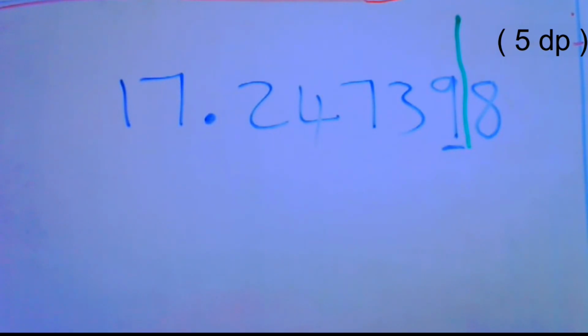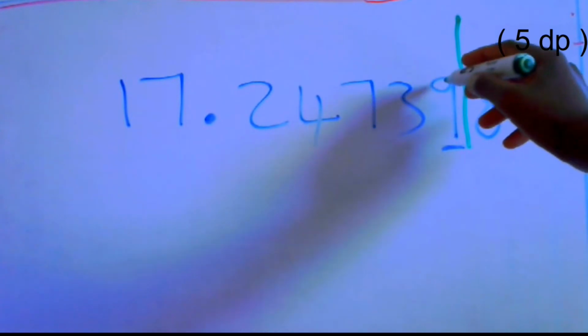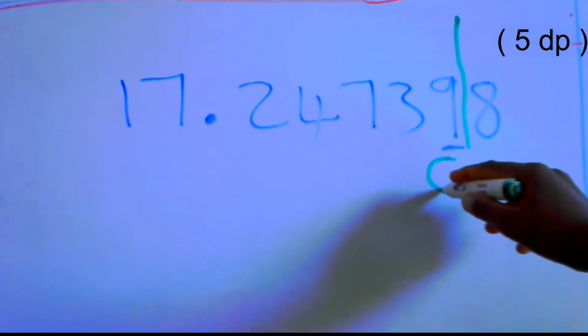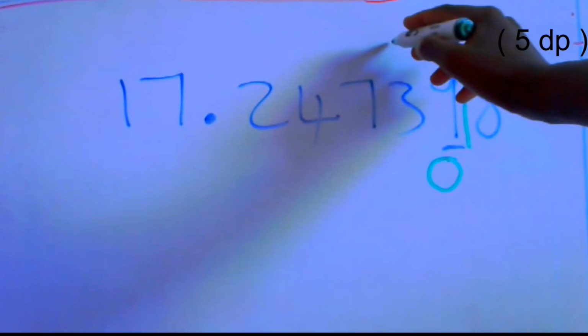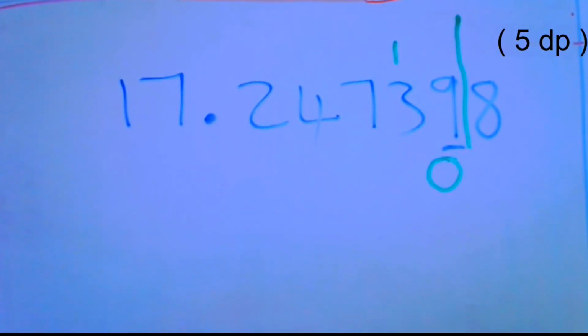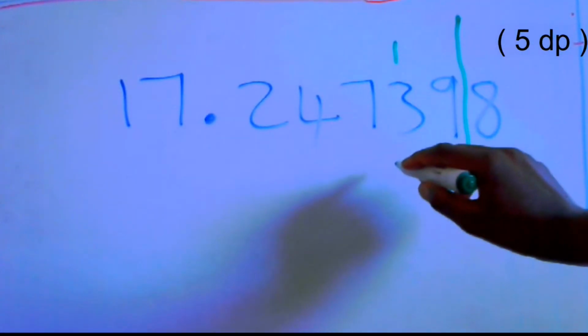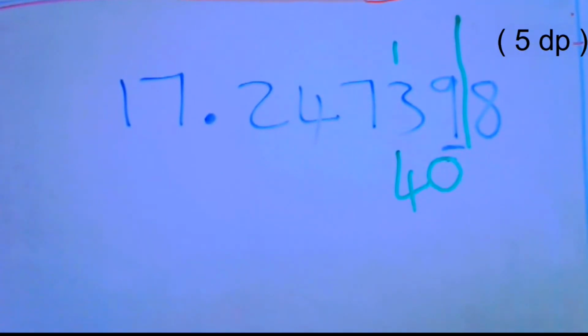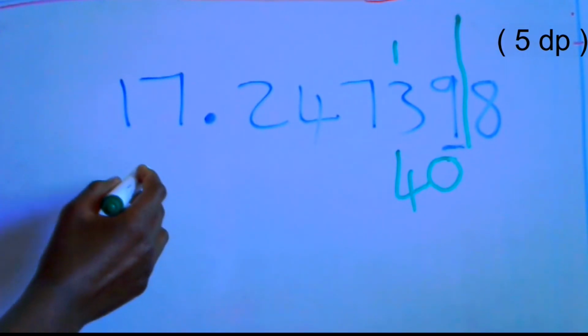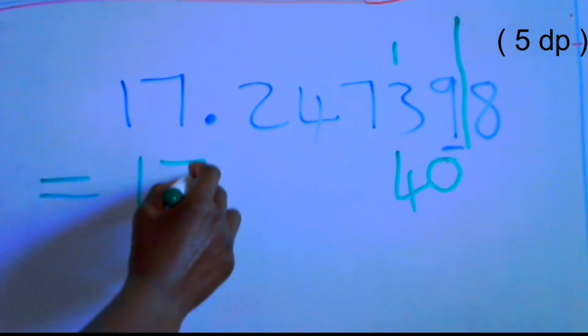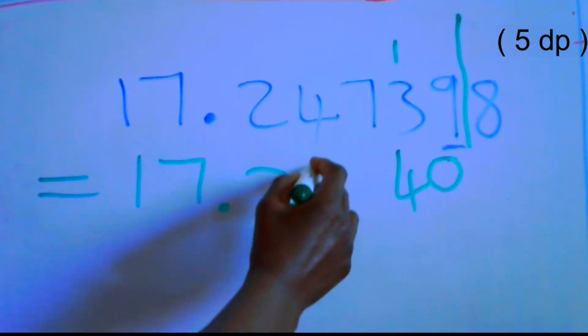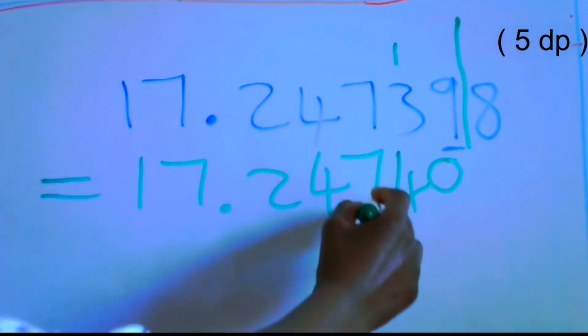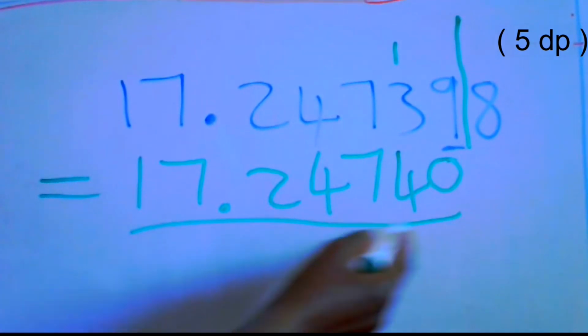So this 8 will change our 9 to a 10. So a 10 there, and then we carry that 1 up there. So this 3 plus that 1 will be a 4. So our answer will be equal to 17.24740.